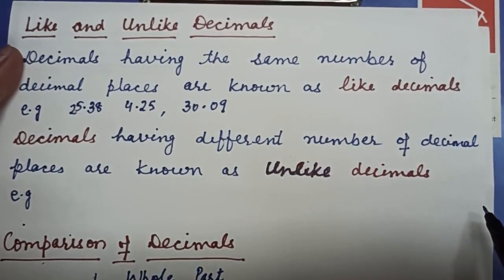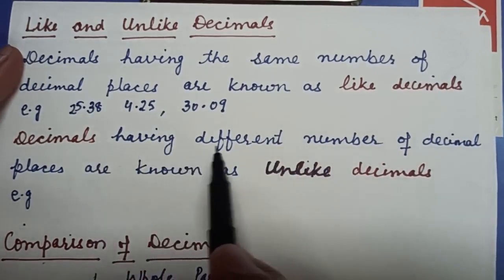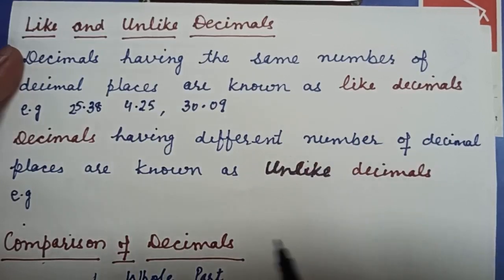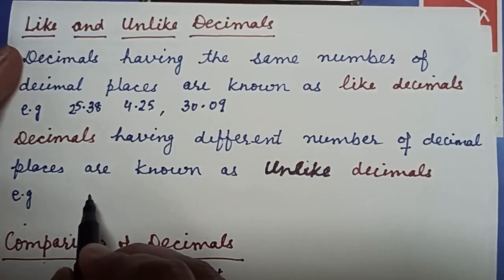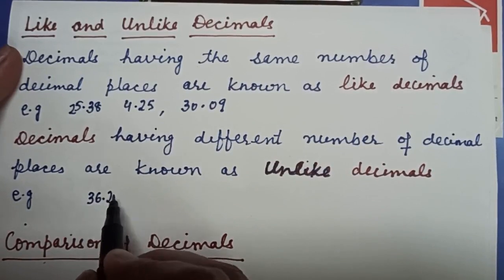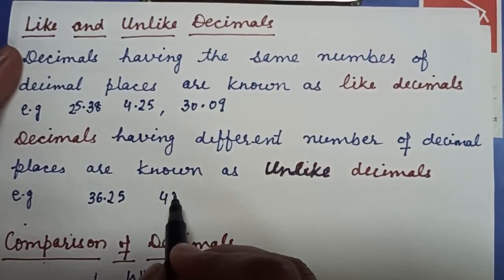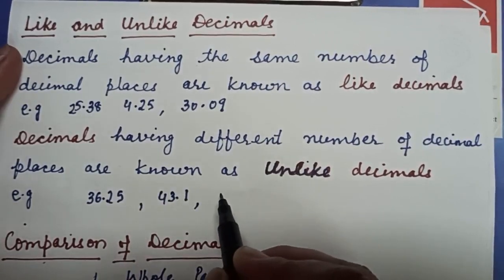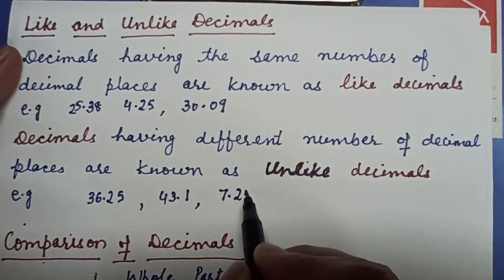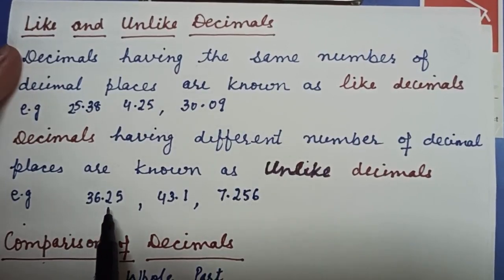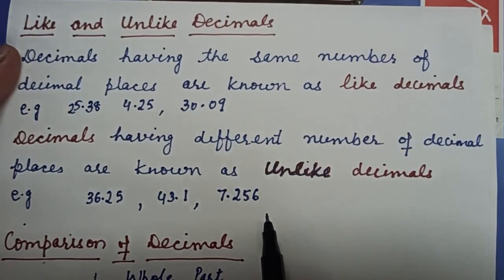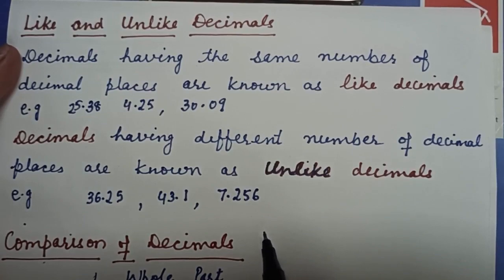Then what are unlike decimals? Decimals having different numbers of decimal places are known as unlike decimals. For example, here we can take 36.25, 43.1, 7.256. Now here you can see after the decimal we have 2, 1, 3 digits. It means they are not like, they are unlike decimals.